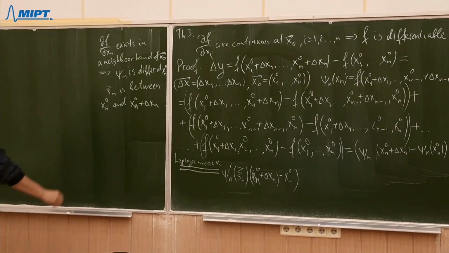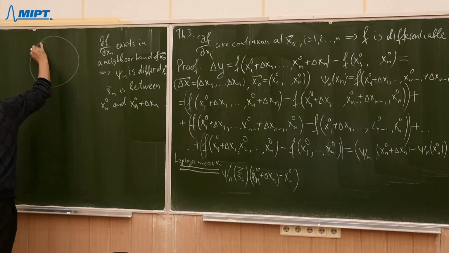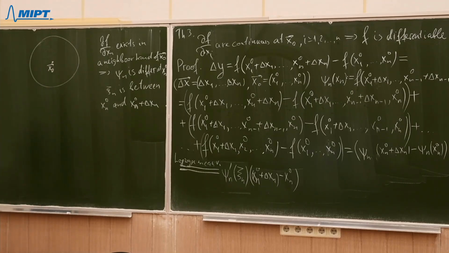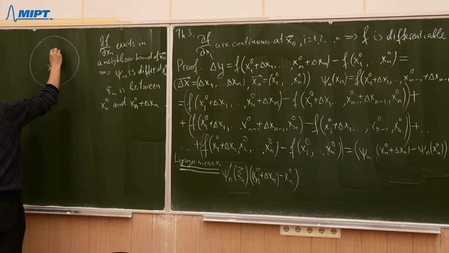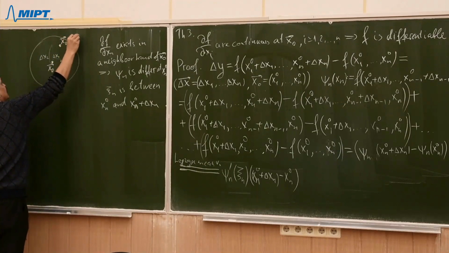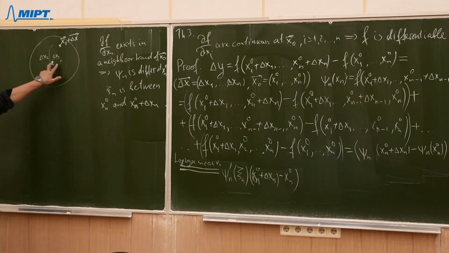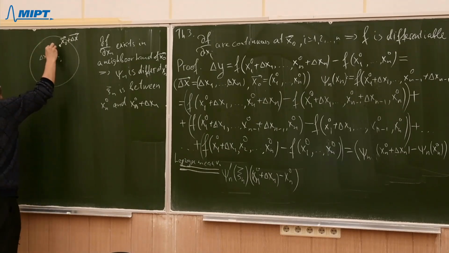So in a picture, let me do it for two variables. So we have a point x naught here, right? We consider second variable. So it means somewhere here is, that is delta x1, that is delta x2. So we start, so here we have x naught plus delta x vector. Both variables got some increments.